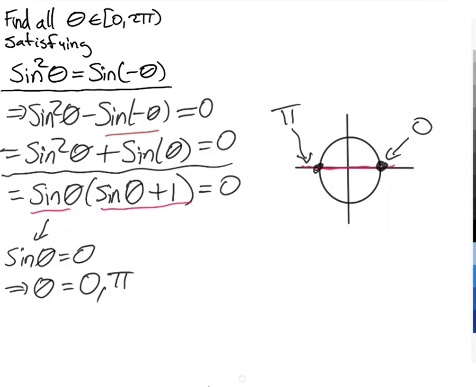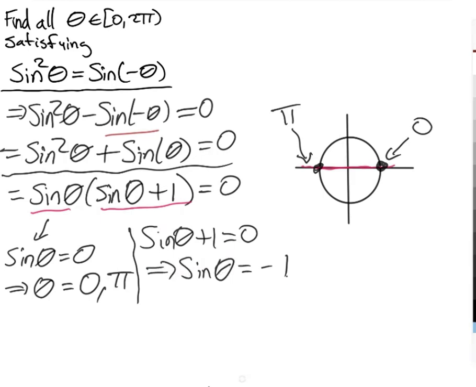We must now look at the second factor that we have. So our second factor is sine of theta plus 1. Sine of theta plus 1 could be 0 too. Solving for this, we have sine of theta equals negative 1. What angles will give us sine of theta equals negative 1? To figure that out, we must go back to the unit circle. Sine of theta is the y-coordinate. We want y equals negative 1. This is going to be down here.